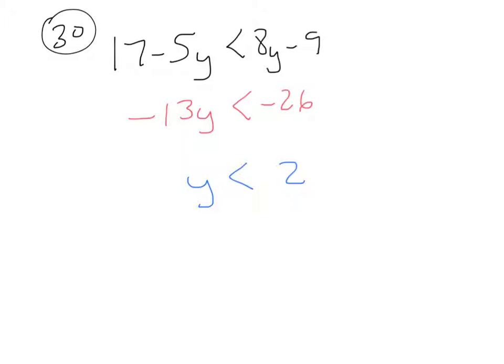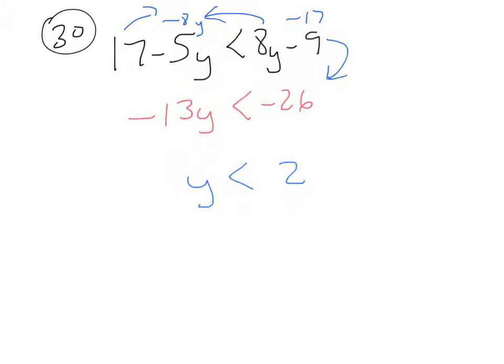Now, number 30, it says, explain the error. Is the stepped out solution correct? Well, first of all, we need to decide, is it correct going from here to here? Notice they ended up with a negative 13y is less than negative 26. Well, what they did was they moved the 8y over here, made that negative, and then they moved the 17 over to the other side, making it negative.